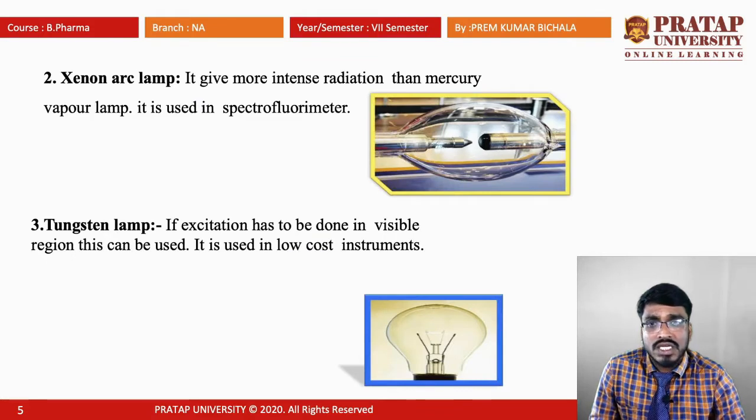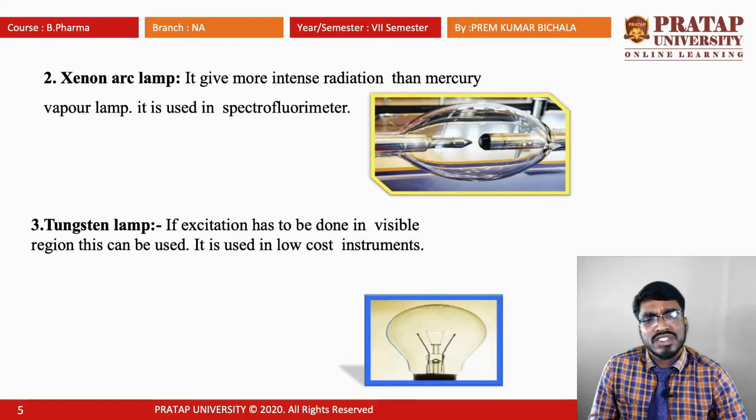Second one, a xenon arc, similar to the mercury vapor lamp. It gives more intense radiation than mercury vapor lamp. It is majorly used in spectrofluorimeter. The third one, tungsten lamp. If excitation has to be done in the visible region, then this can be used. It is used in low cost instruments. The first two lamps, mercury vapor lamp and xenon arc lamp, may be used for excitation in both the visible region as well as the UV region.